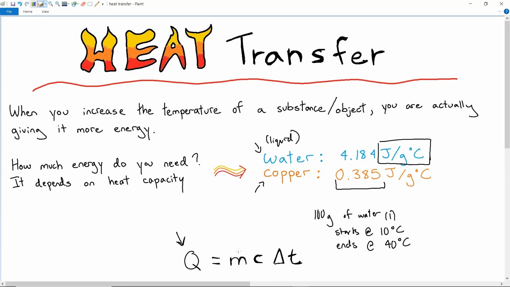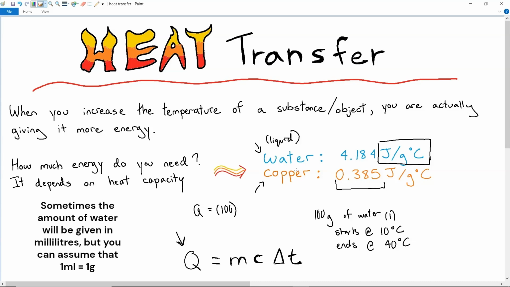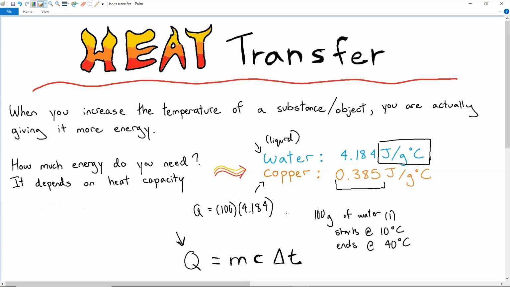So the way I'm going to input all of these values into this equation is I have my mass, which is 100 grams. I have my heat capacity for liquid water, which is 4.184. And I have my temperature change, which is represented by delta T. And for temperature change, we want to subtract our initial temperature from our final temperature. So our final value was a 40, our initial was a 10. That means that we're going to have a temperature change of 30 degrees. So let me just quickly write that out here.